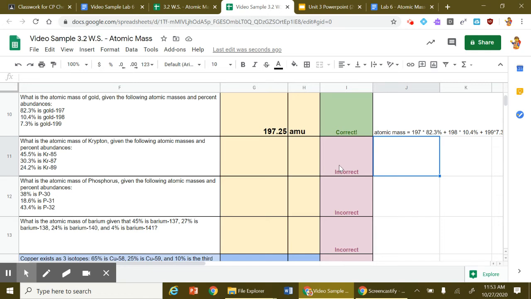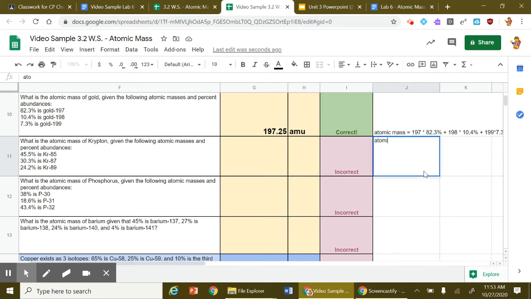Okay, so what is the atomic mass of krypton given the following atomic masses and percent abundances? So this is a pretty even split. So 45.5% is krypton 85. All right, 30.3% is krypton 87, and 24.2% is krypton 89. Okay, so these are the different isotopes of krypton.